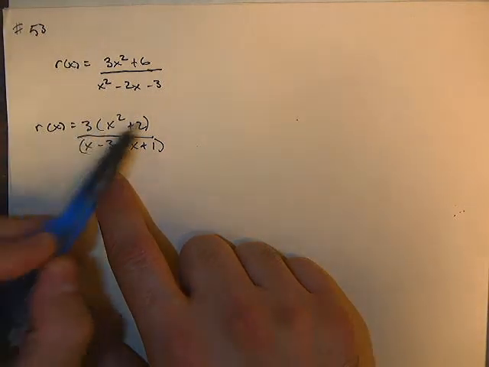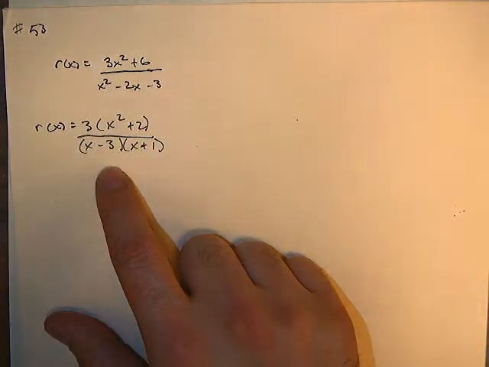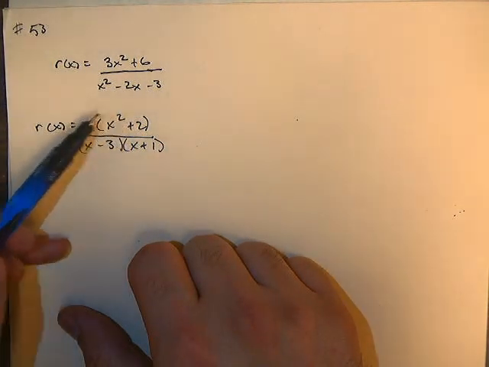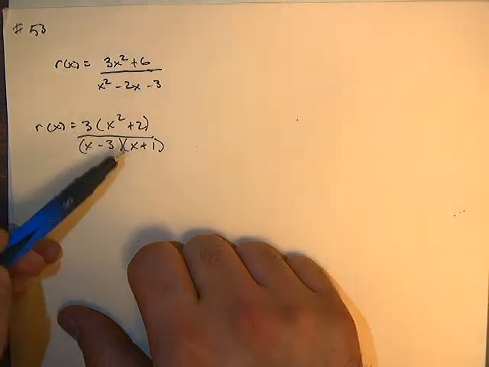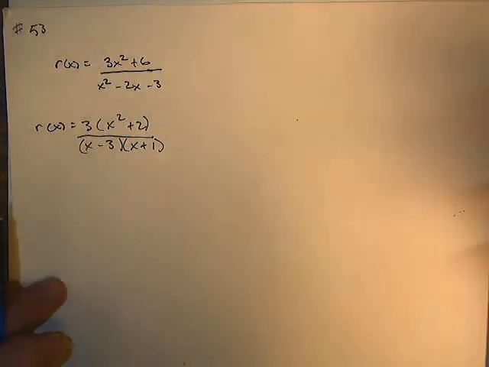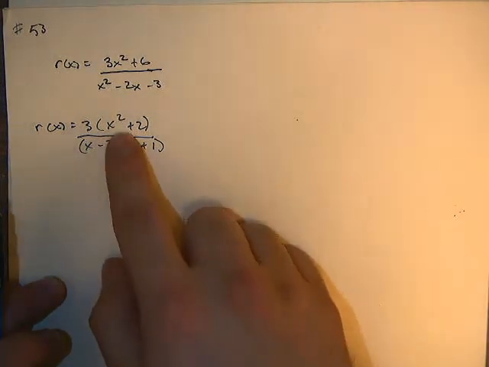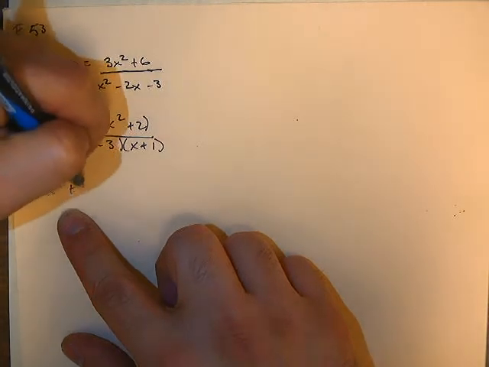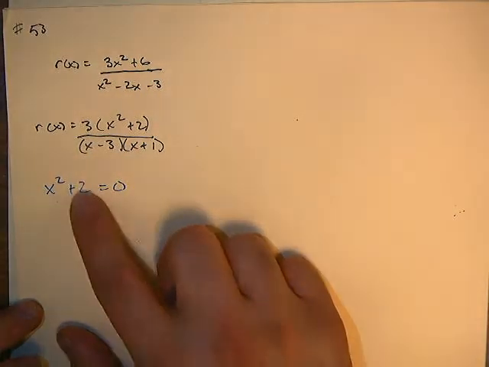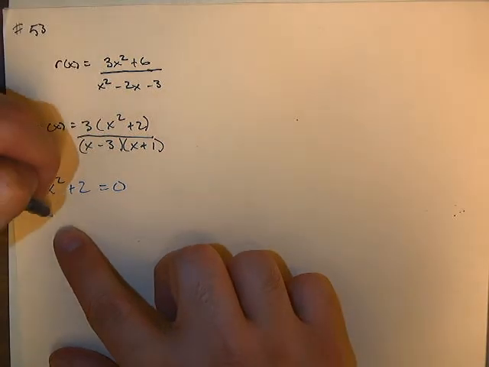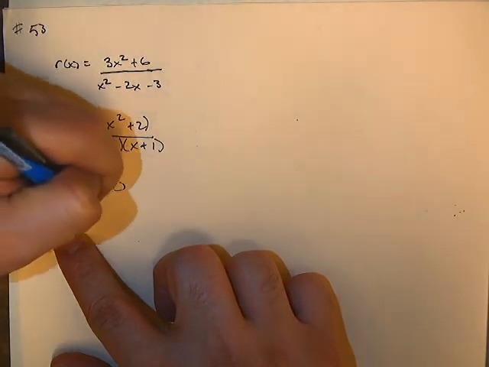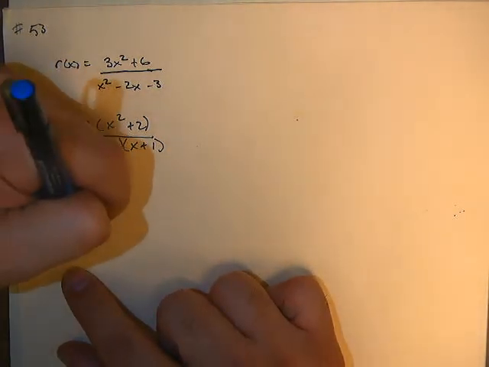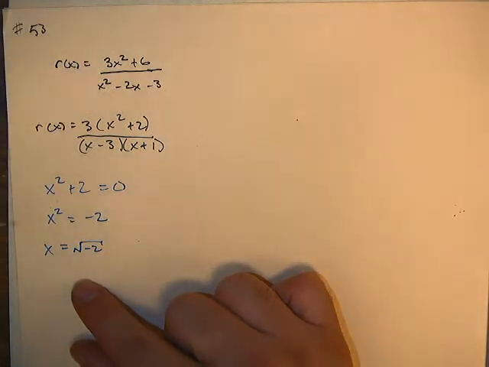Now, remember, when we set this numerator equal to 0, the only part that we really have to be concerned with is the x squared plus 2 portion, because I can always divide this 3 out, and anybody knows that 0 divided by 3 is just going to give us 0 anyway. So I'm going to take this portion right here, x squared plus 2 equals 0, and I'm going to try to solve this for 0. Well, that's going to leave me with x squared is equal to negative 2. And I can take the square root of both sides, and that's going to leave me with x is equal to the square root of negative 2.